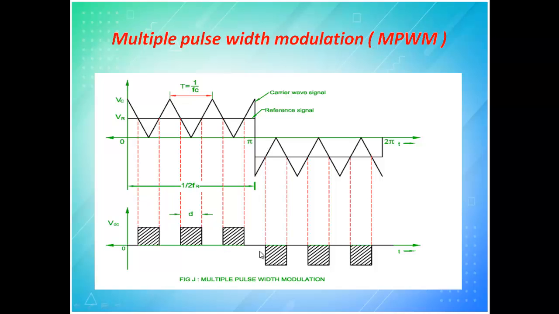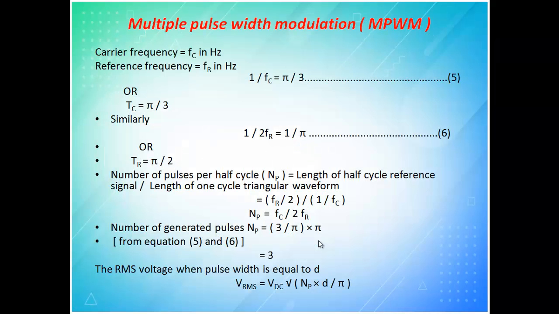So this diagram you have to draw for the multiple pulse width modulation technique. Now the carrier frequency we call FC, and the reference frequency we call FR, in Hertz. 1 by FC is equal to pi by 3. Here I have taken 3 times. So TC is equal to pi by 3. Similarly, 1 by 2 pi FR is equal to 1 by pi. This I should not change, students, because this is my output. 1 by pi is nothing but my output. So TR is equal to pi by 2. So the number of pulses in a half cycle we call NP.